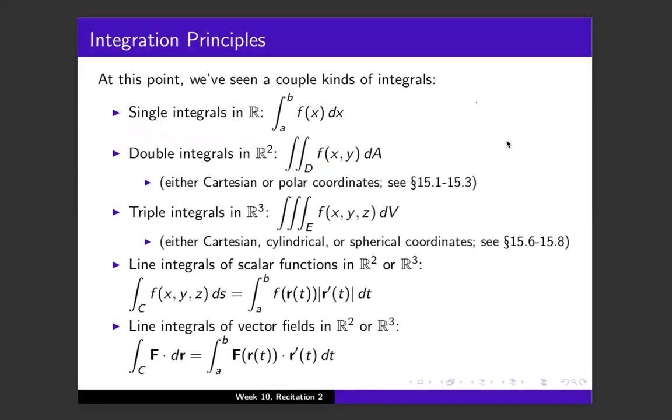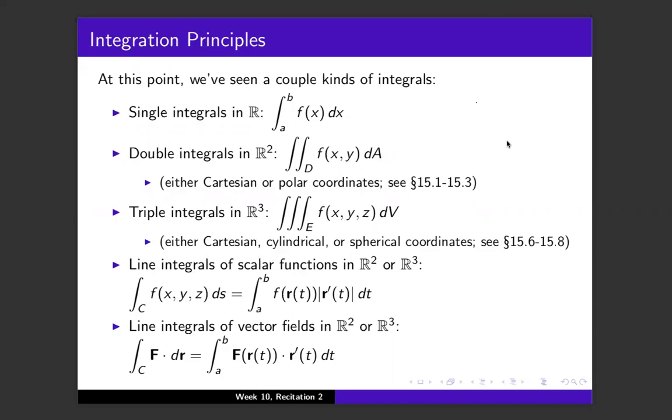Now, going forward for pretty much the rest of the summer, we're just going to be looking at different kinds of integrals. And there are a lot of different integrals that we've seen so far. So let's just do a quick recap of some of the integrals that we've seen. The obvious one is just the regular old single integral from Calc 1 and Calc 2, that's just the integral over R from a to b of f(x) dx.